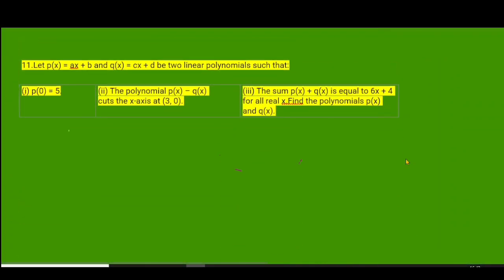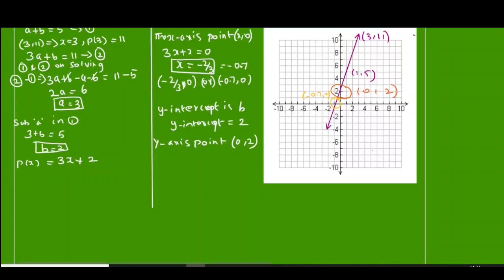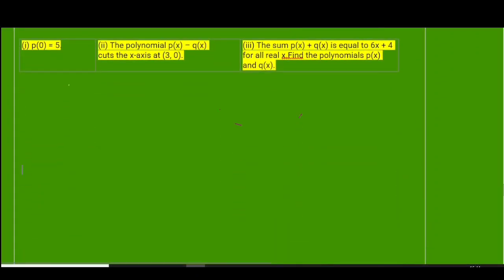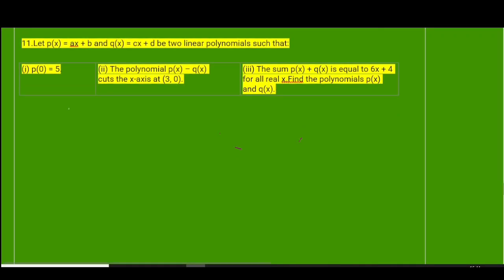Now look at the next question, the 11th one. P of x is equal to ax plus b and q of x is equal to cx plus d. These are the two polynomials given and they are asking three subdivisions. P of 0 is equal to 5. That is the first subdivision.